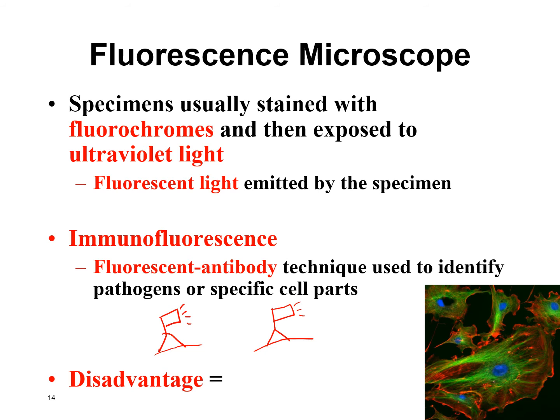But the disadvantage with these fluorescence microscopes is because we are staining the cells, that kills them. So the disadvantage of these is that you can't look at living cells. So they're all going to be dead. And that's because you've had to stain them.